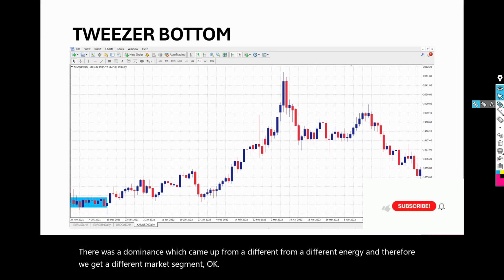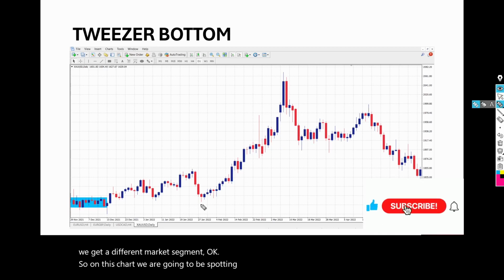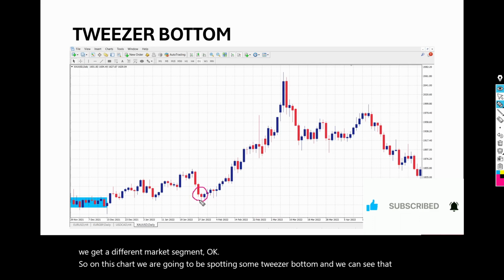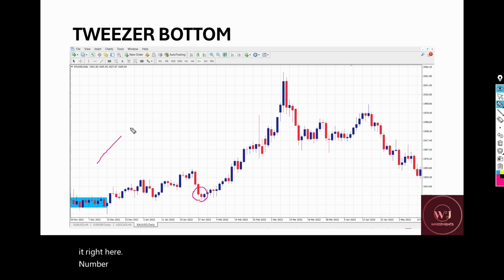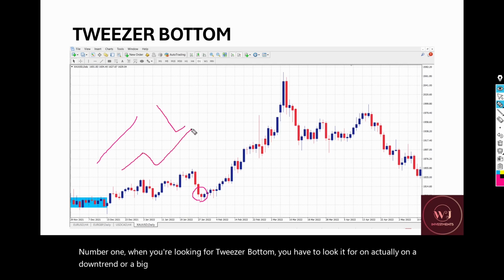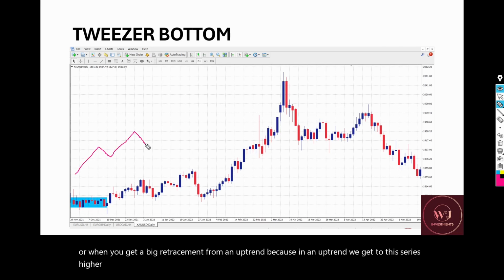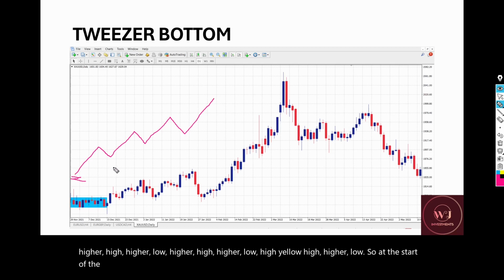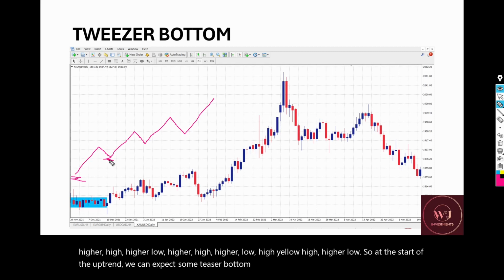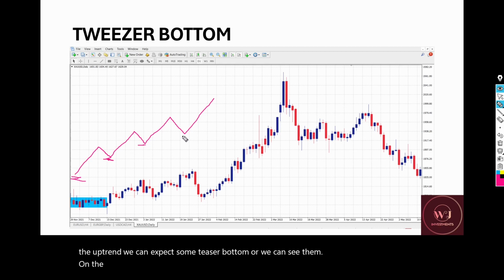So on this chart, we are going to be spotting some Tweezer bottoms, and we can see that we have it right here. Number one, when you're looking for a Tweezer bottom, you have to look for it on a downtrend or a big retracement within an uptrend. So we expect them either from a downtrend or when you get a big retracement from an uptrend, because in an uptrend we get this series of higher high, higher low, higher high, higher low, higher high, higher low. So at the start of the uptrend, we can expect some Tweezer bottom, or we can see them on the retracement within this uptrend.